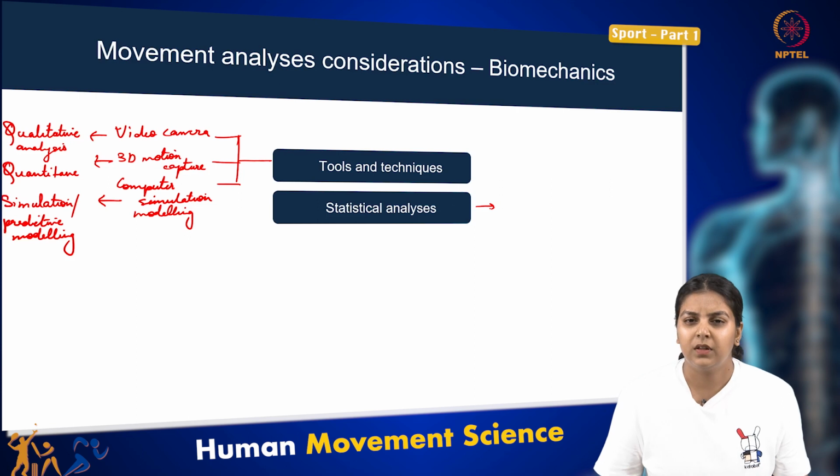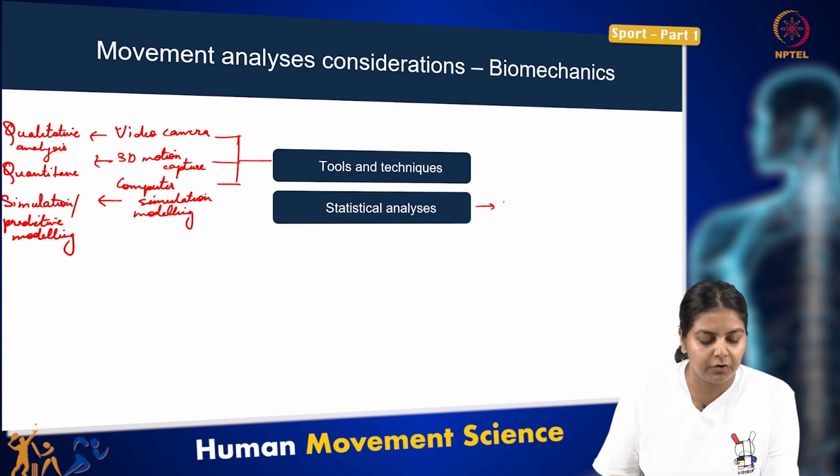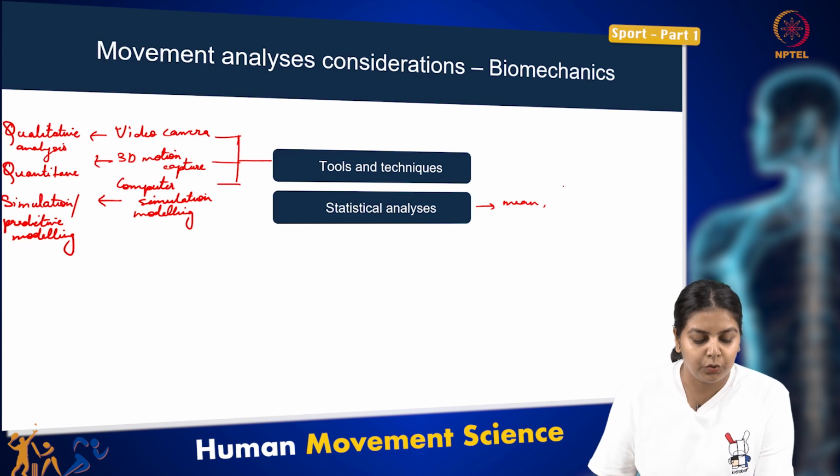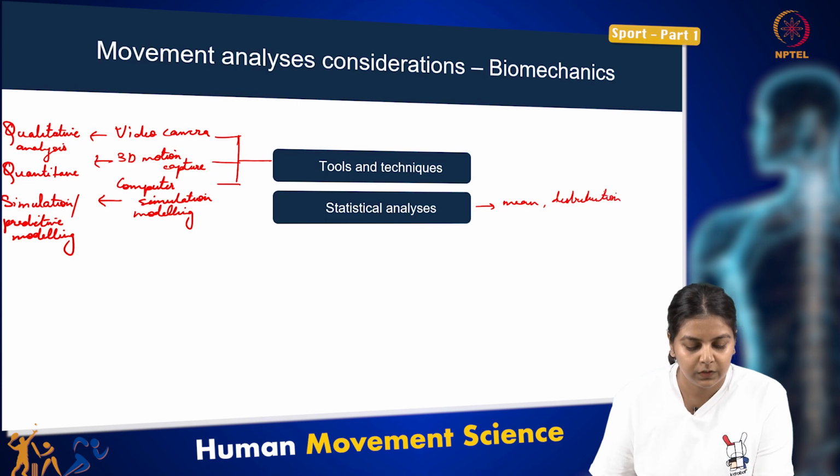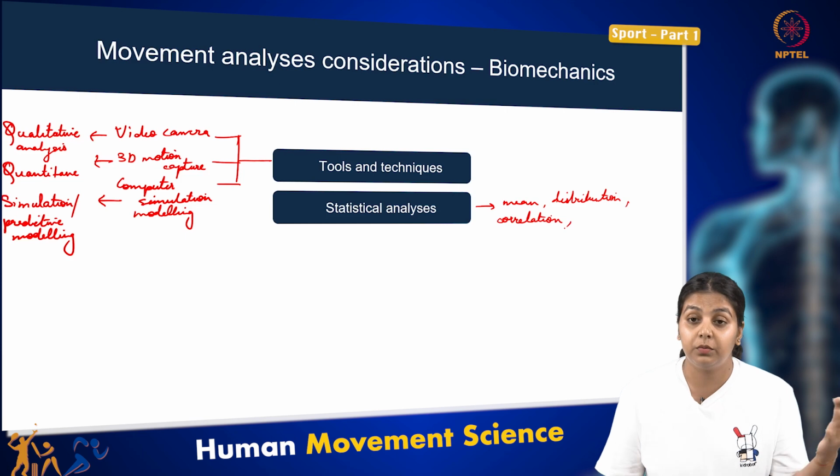Usually, the common statistical analysis we look for are mean. You would also look at the distribution, right? And then you would also look at correlation. So how does one variable correlate with another?